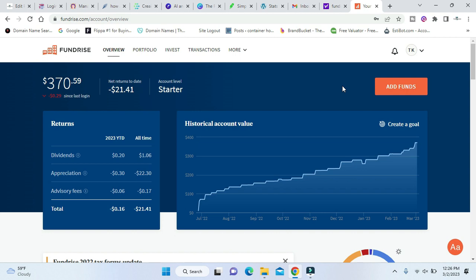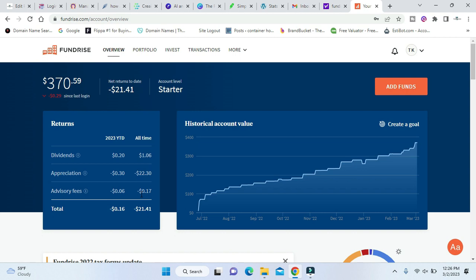So this is my portfolio. As you can see, I'm down right now. I don't make a lot of money in dividends, just $1.06. I'm down in appreciation. Oh, and I like the advisory fees. It's always 17 cents, all the time, 17 cents. This year it's only 6 cents. So I like the transparency.